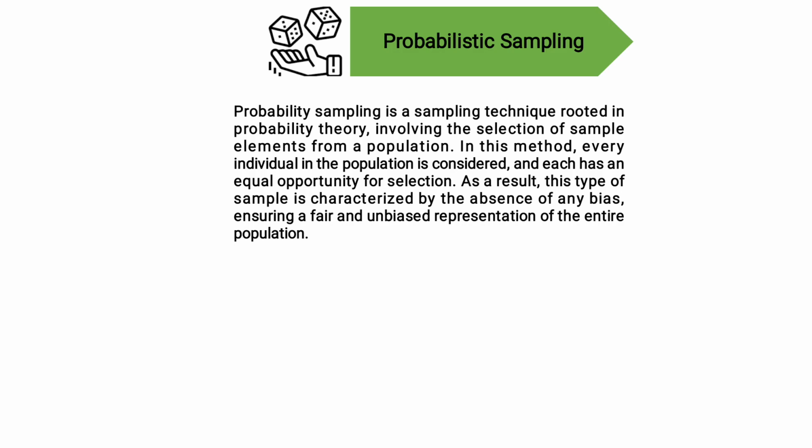Means when you are not biased and you select the sample by giving equal chance, then there is a high chance when you get the results that can be generalized to the population.